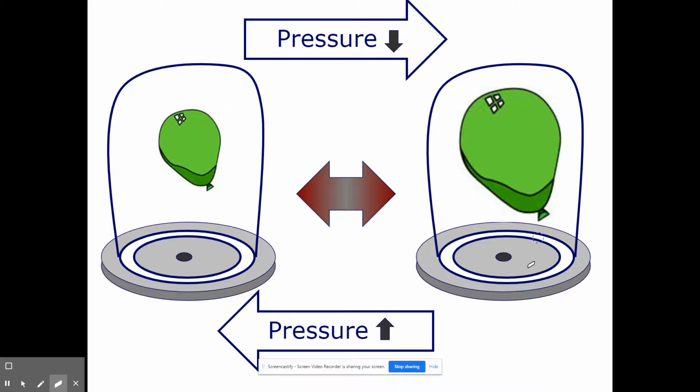And if we start introducing pressure back into the system, pressure is going back in, we're going to have more pressure in the bell jar, and so that's going to push these gas molecules closer together, so volume is going to decrease. So pressure and volume are opposites of each other.